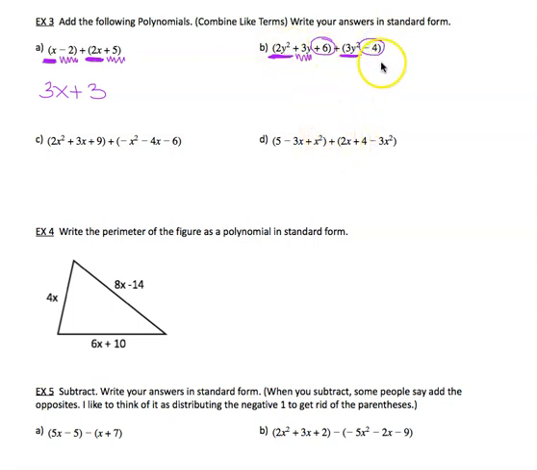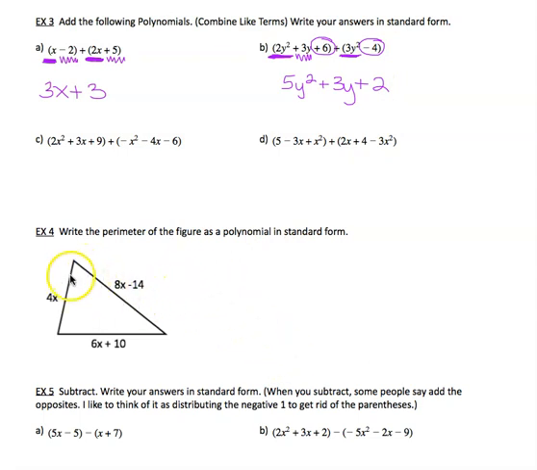Standard form, highest exponent here is 2, so I start with those squared terms. 2y squared plus 3y squared is 5y squared. Then my plain y's, this doesn't have a like term to combine with, so it just stays as is. So I bring down my plus 3y. And then finally my constants, which are circled, +6 plus -4 is +2. And so that would be my answer.